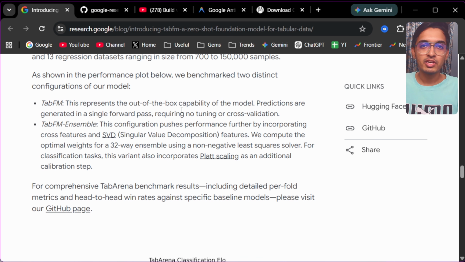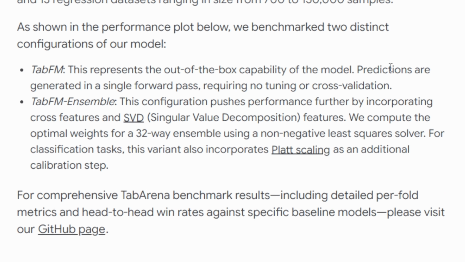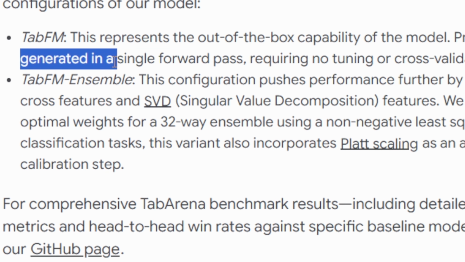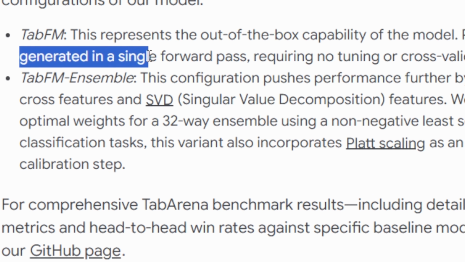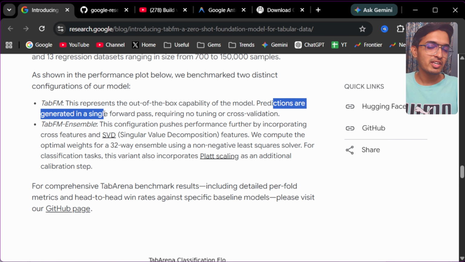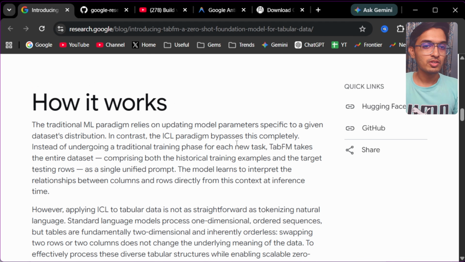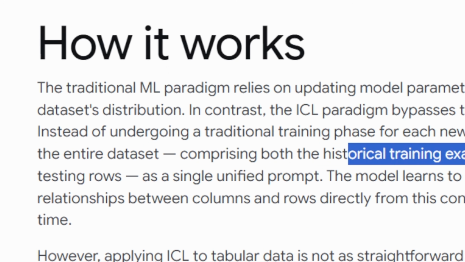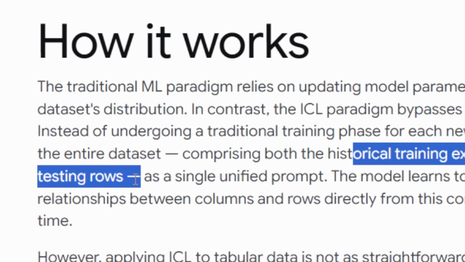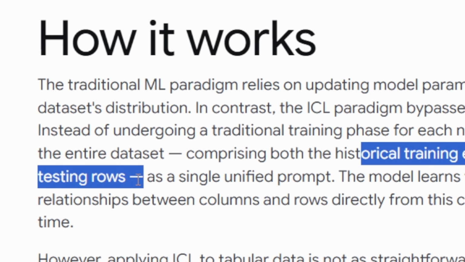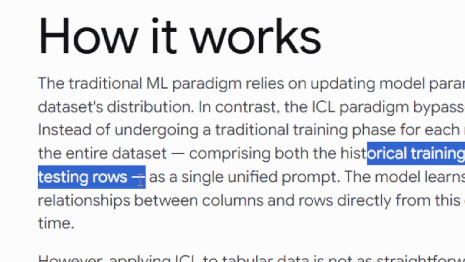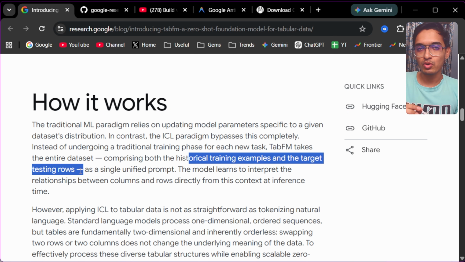And instead of running highly complex training loops, it does all the processing in a single forward pass, which means you get high quality predictions on completely new tables in just a single pass. It is literally as simple as passing the whole data through the model once. The way this works under the hood is that it takes all the historical training examples and the target testing rows that you are giving it as one single unified prompt, so the model reads the whole context and instantly figures out all the relationships.